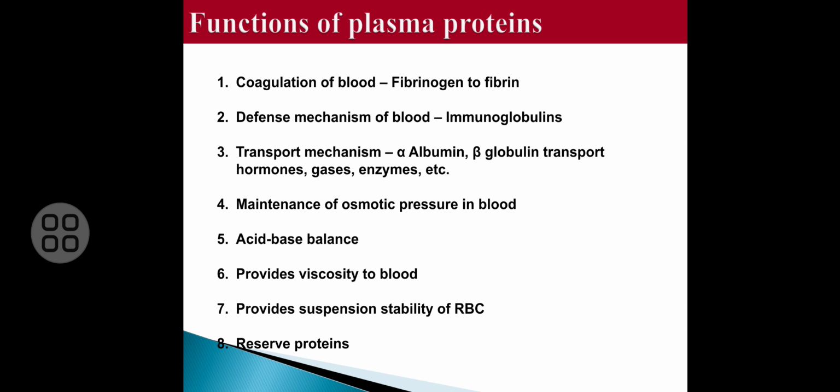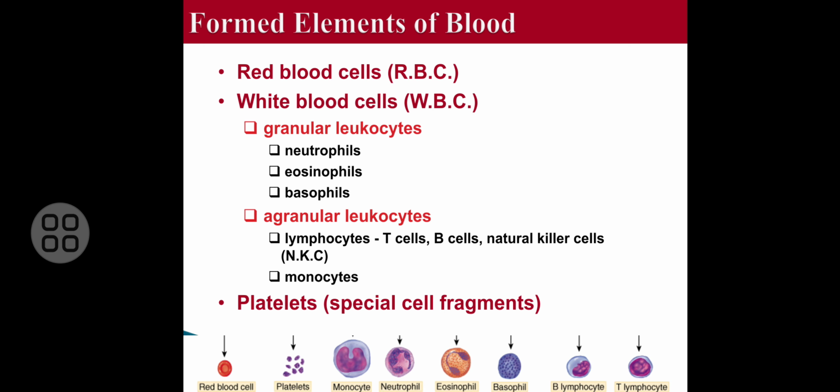Functions of plasma protein. Plasma proteins have various functions such as coagulation of blood, defense mechanism, transport mechanism, maintenance of osmotic pressure in blood, acid-base balance, providing viscosity of blood, providing suspension stability of RBC, and reserve proteins. In the coagulation of blood, fibrinogen is involved; in the defense mechanism, the immunoglobulins are involved; and in the transport mechanism, globulins and albumins are involved.